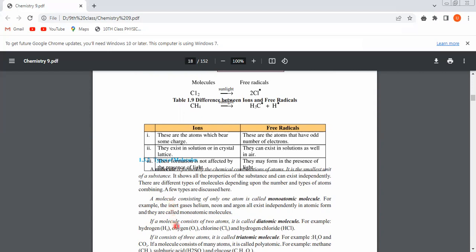If a molecule consists of two atoms, it is called a diatomic molecule. For example, hydrogen H2, oxygen O2, chlorine Cl2, and hydrogen chloride HCl. If it consists of three atoms, it is called a triatomic molecule. For example, H2O and CO2. If a molecule consists of many atoms, it is called a polyatomic molecule. For example, methane, sulfuric acid, and glucose.